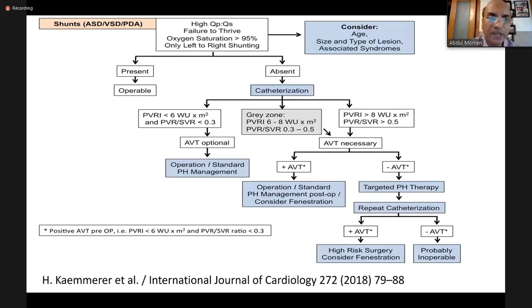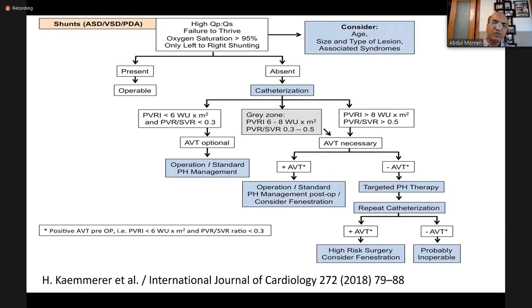ASD, VSD, PDA, high Qp:Qs ratio, failure to thrive, oxygen saturation more than 95%, only left to right shunt present, operable. Otherwise, catheterization. So if saturation is less than 95%, we should saturate in room air for cardiac catheterization. Catheterization PVR, if it is less than 6 Wood units, operable, standard operation done.